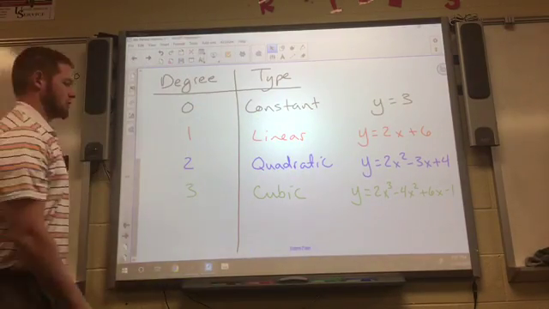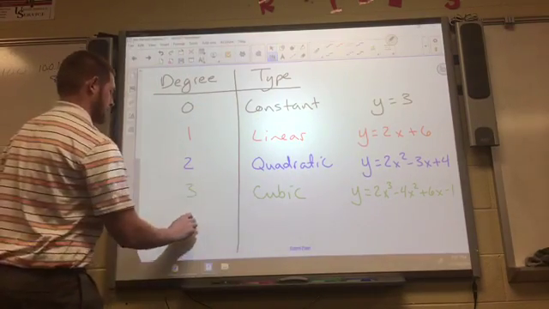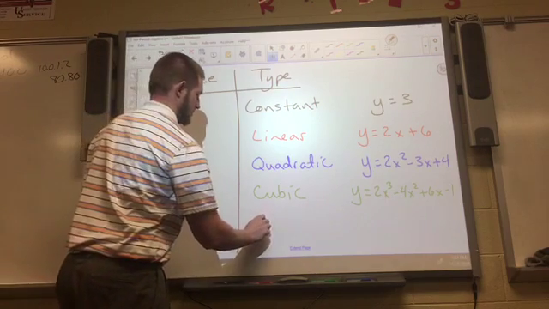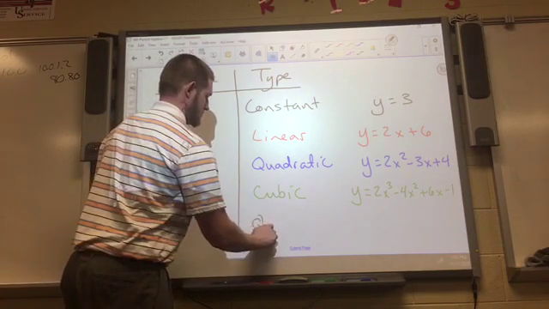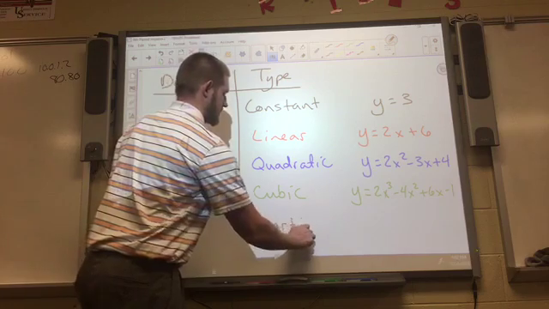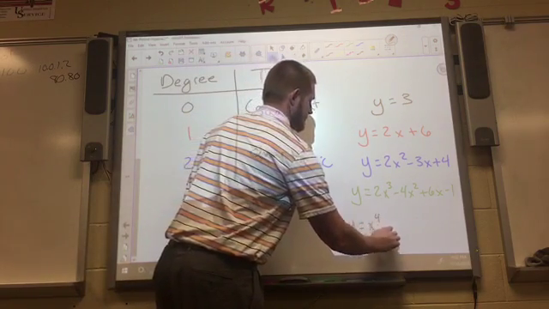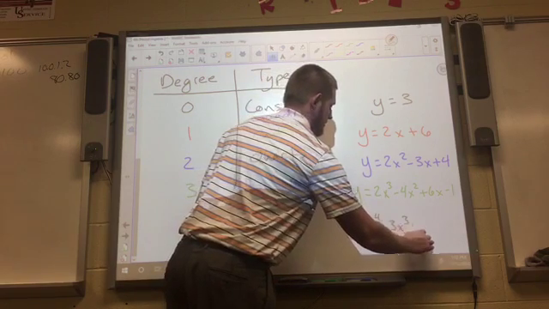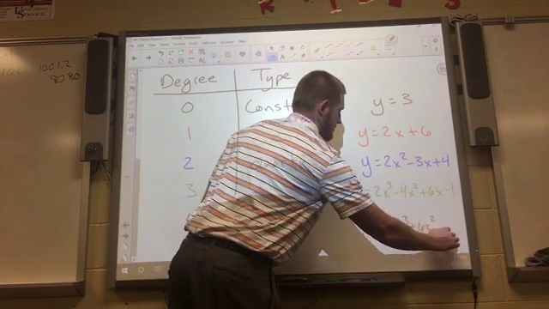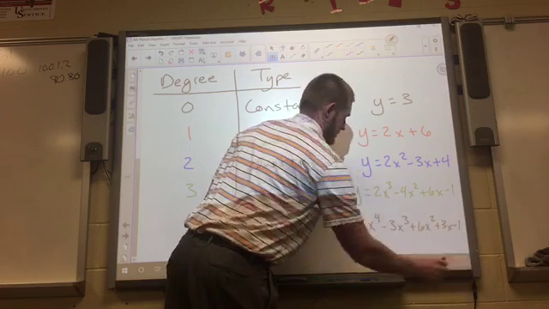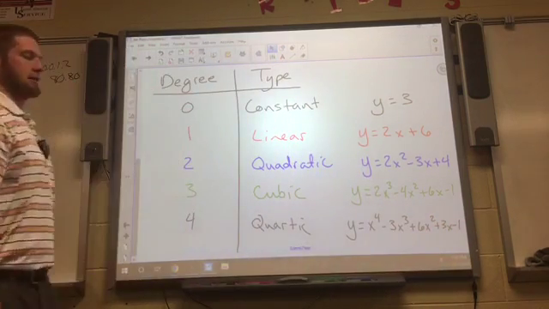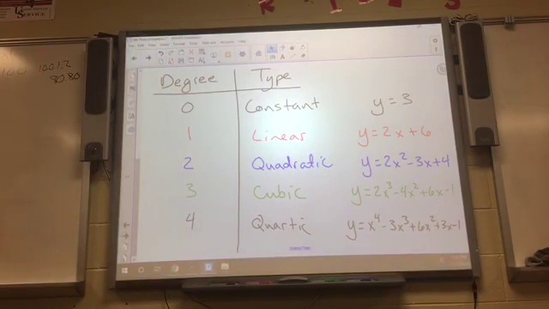Okay? So a quartic or a fourth degree polynomial would be like y equals x to the fourth minus 3x cubed plus 6x squared plus 3x minus 1. Okay, that would be just an example. Now, yeah? Does it always need to be like every degree in there? No, that's what I was just going to say.